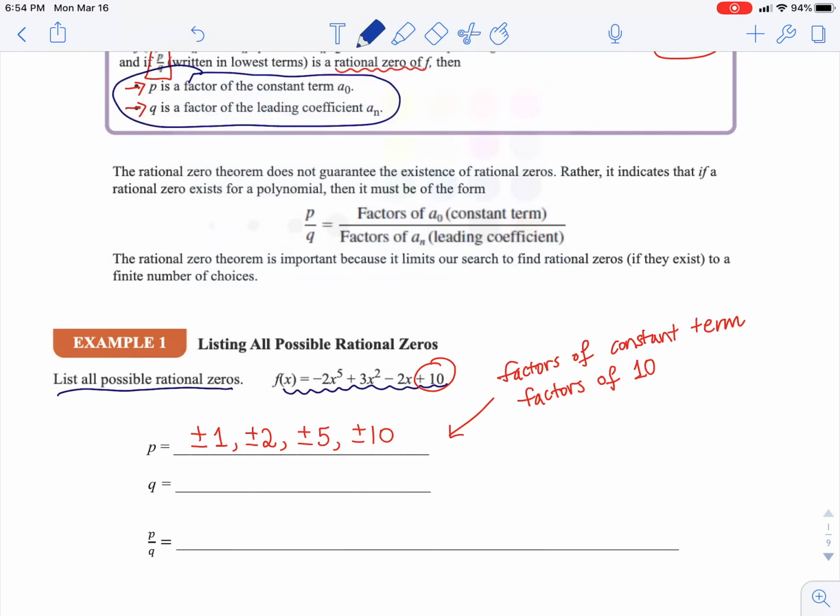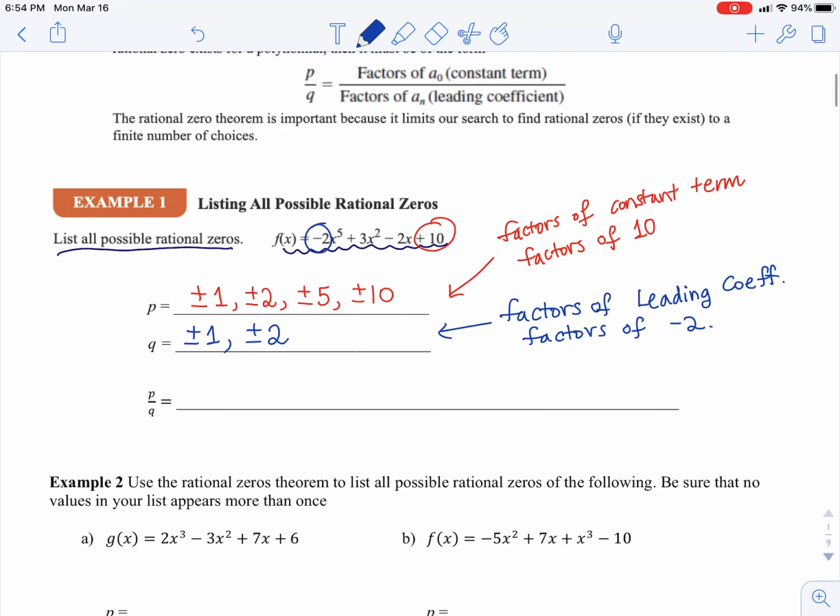Now for q's, we're going to list all the factors of the leading coefficient. And in this case, that leading coefficient is -2. Okay, so -2 right here. And again, it's still just plus or minus 1. And what other number divides 2? Just plus or minus 2. That's it.